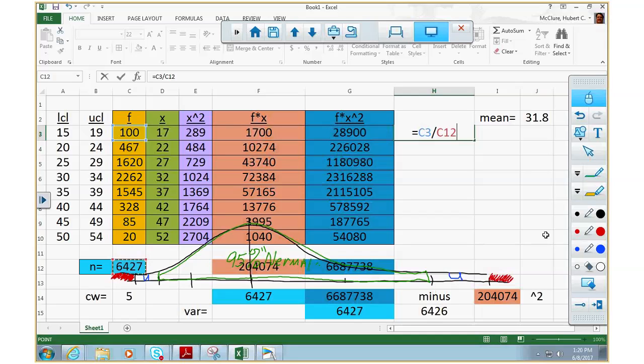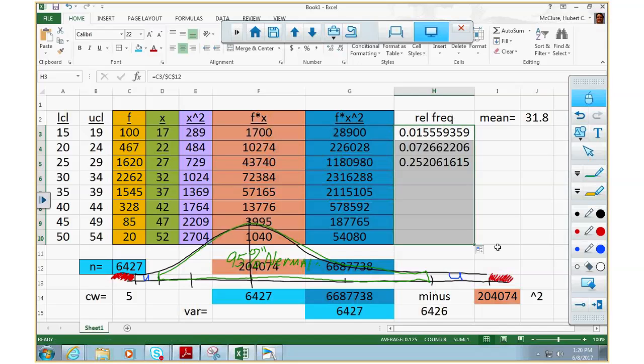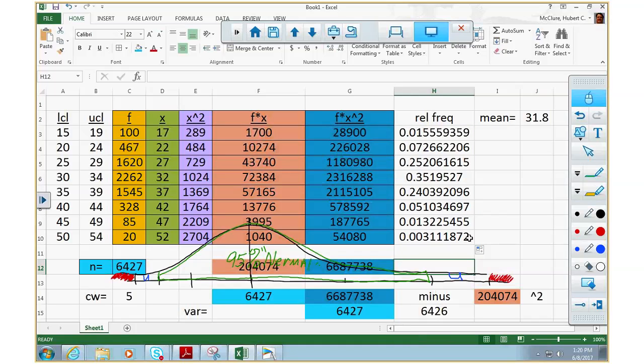And F4, because I want every single one of them, so you copy that down. Now when you add them up, what should it equal? 1 or 100, yes. So I'm going to add it up. There are your relative frequencies.